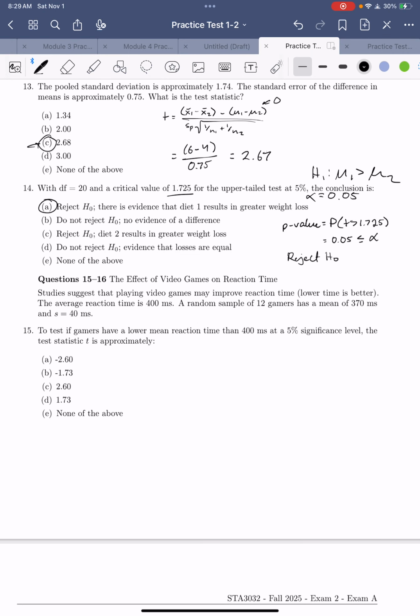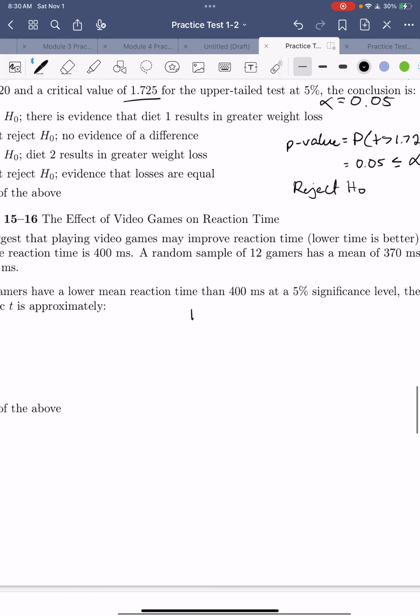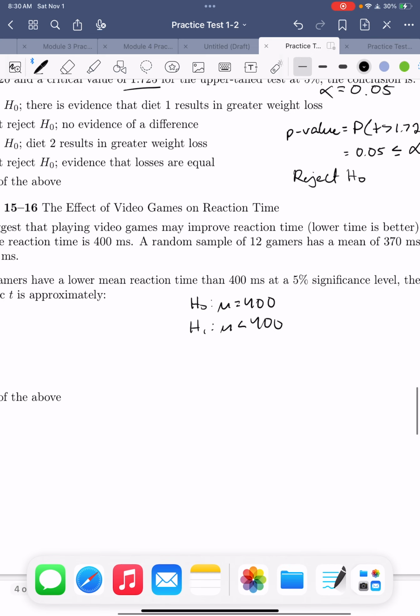Okay, so studies suggest that playing video games may improve reaction time, and the average reaction time is 400 milliseconds, so a random sample of 12 gamers has a mean of 370 milliseconds and a standard deviation of 40 milliseconds. And to test that the gamers have lower mean reaction times at a 5% significance level, we need to find our t-statistic. So first let's find our hypotheses. Our null hypothesis is that mu is equal to 400, and our alternate is that mu is less than 400.